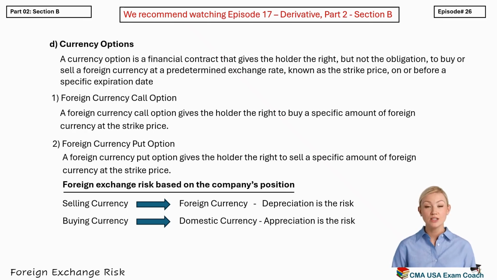To summarize, when a company is selling foreign currency, the risk is that the foreign currency might depreciate. This reduces the value of the payment when converted.